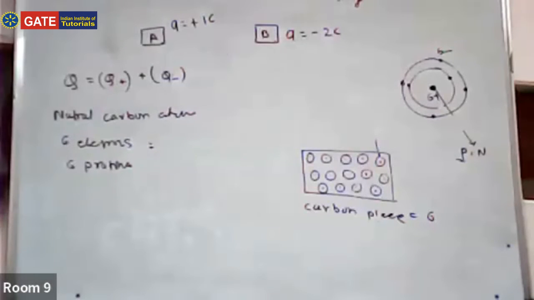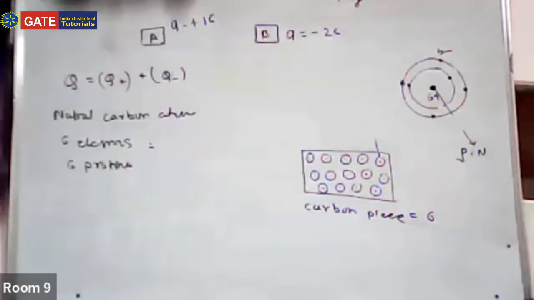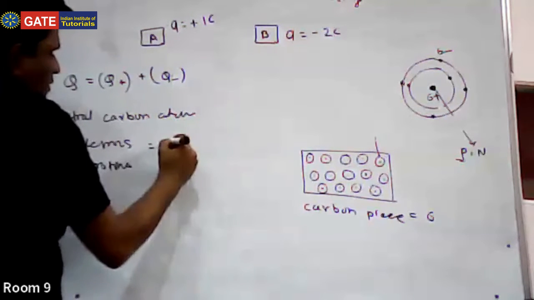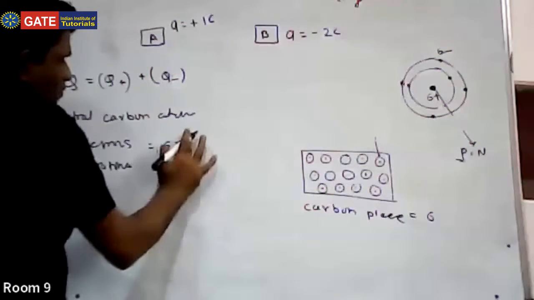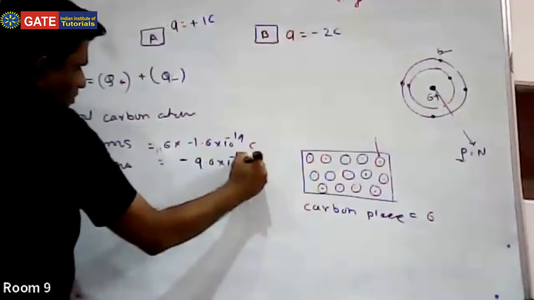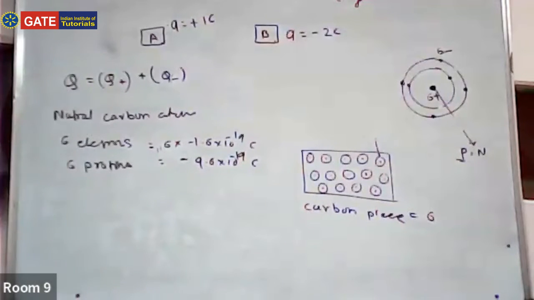So you got it? How is it difficult to teach you? 9.6 into 10 power minus 19. Yes, correct. So only one person is answering. 6 into minus 1.6, yes. 10 raised to minus 19 coulomb. So this is minus 9.6 into 10 raised to minus 19 coulomb. You got this, everybody?